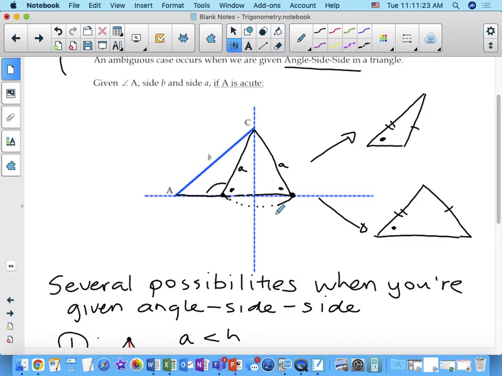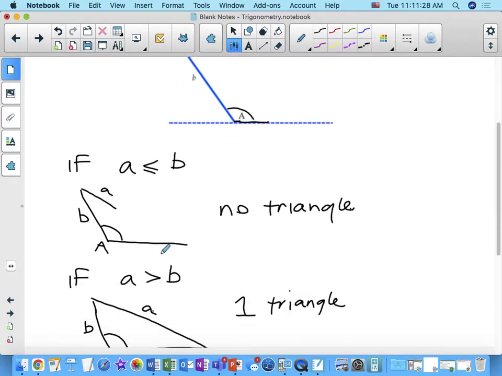Now, why won't it work if A is less than B? Well, you can kind of see from the picture. But we also saw yesterday that the largest side in a triangle is always opposite the largest angle. And so if A is an obtuse angle, it will be the largest angle. Therefore, side A must be the largest side. And so if side A is smaller than side B, but A is an obtuse angle, that won't be a triangle. It's impossible.